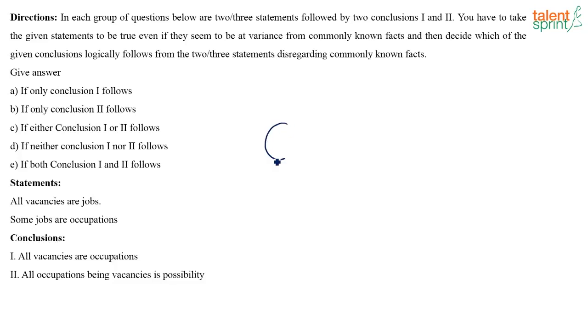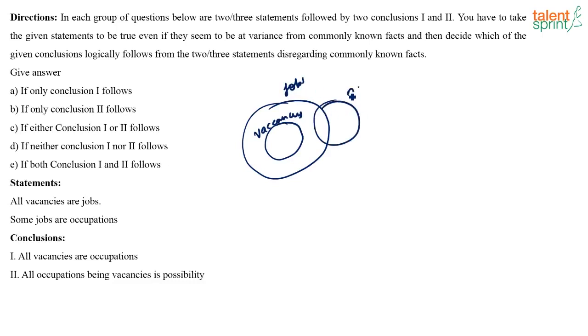What is given? All vacancies are jobs. Some jobs are occupations. Now first conclusion, all vacancies are occupations, not a definite conclusion, right? It's not a definite conclusion, does not follow.